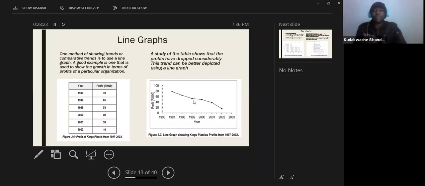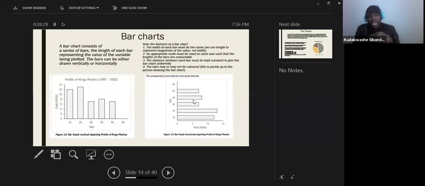A study of the table shows that profits have dropped considerably, and this trend can be better depicted using a line graph. Another type of chart that is also used, I don't think in this course we're going to talk about it, but it's good to know, is what we call a bar chart. So instead of drawing a line graph, you can draw that type of graph using bars.